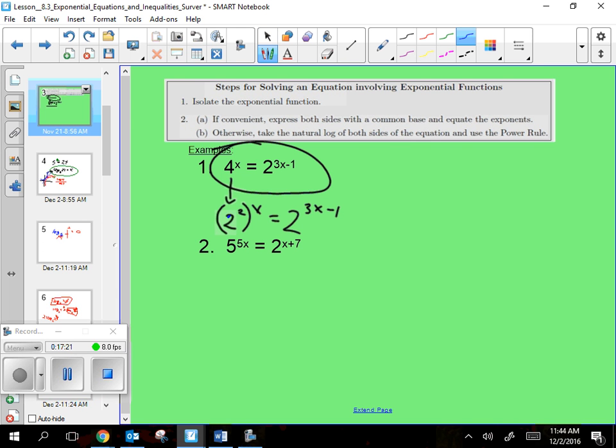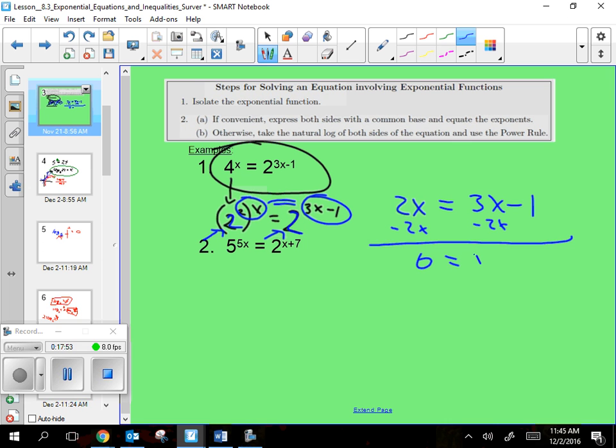Why is that good? Because since these are both 2's, then these powers must be equal. So I know that 2x must equal 3x minus 1. The 2's down here are disappearing. 2x equals 3x minus 1, and then I can just solve that. That'll be easy. Subtract 2x from both sides: 0 equals x minus 1. Add 1 to both sides: 1 equals x, or x equals 1.